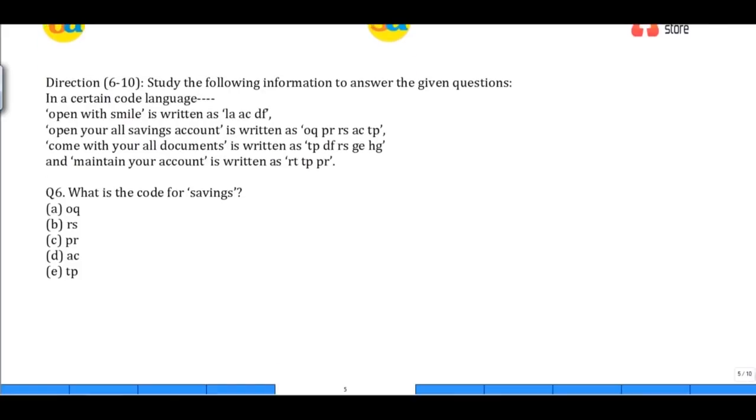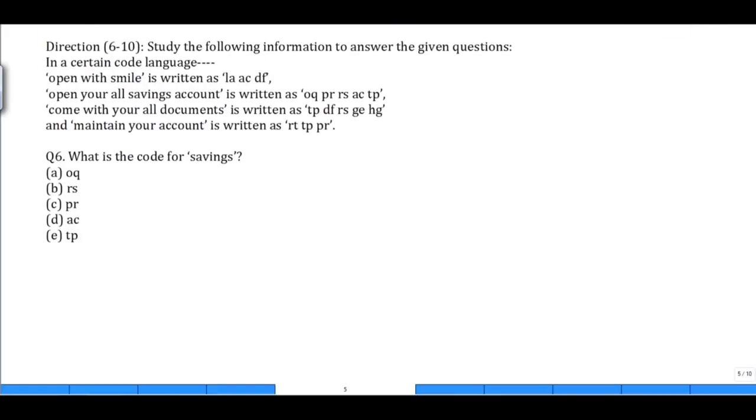Directions 6 to 10. ये normal coding decoding का question है. Open with smile. Open यहाँ भी common है, यहाँ भी common है. और AC यहाँ भी common है, यहाँ भी common है. तो open के लिए code हो गया है AC. With हमारा first में और third में common है, जो कि है DF. इसलिए with का कोड हो गया है DF. और smile बचा, तो smile का कोड हो गया है LA.